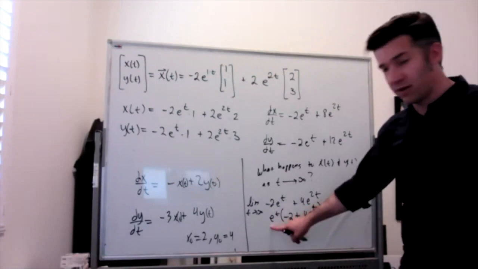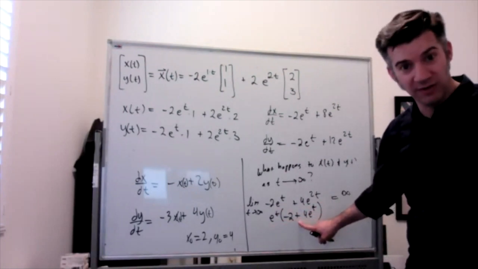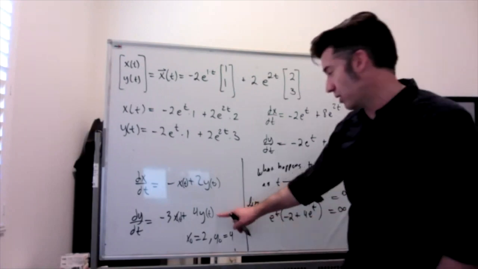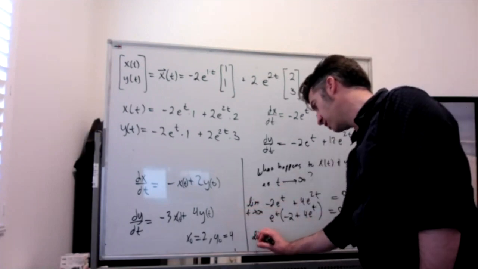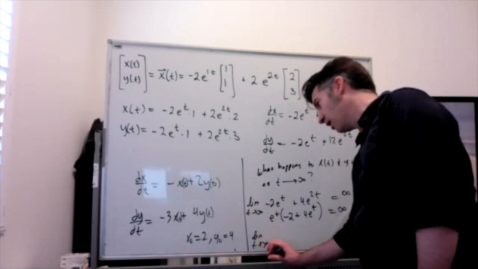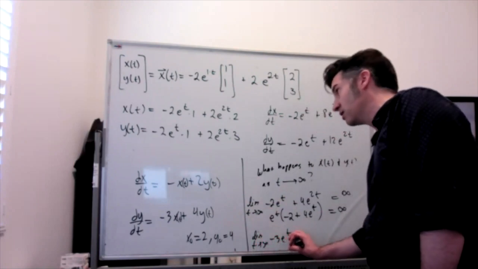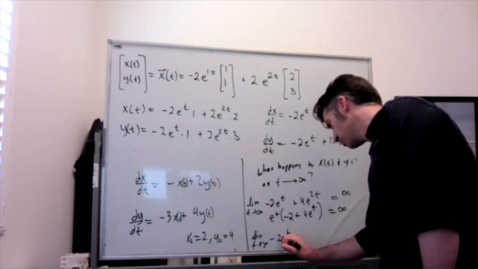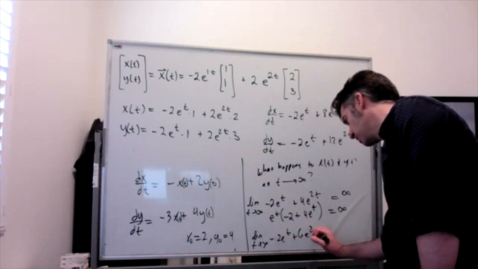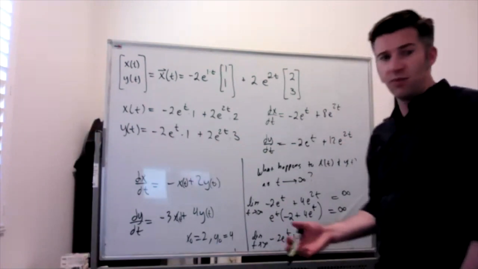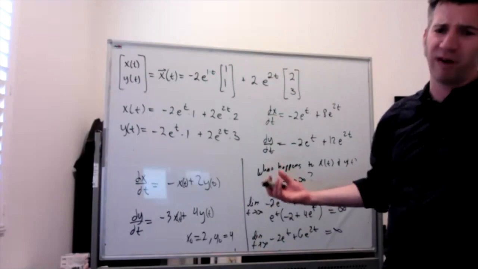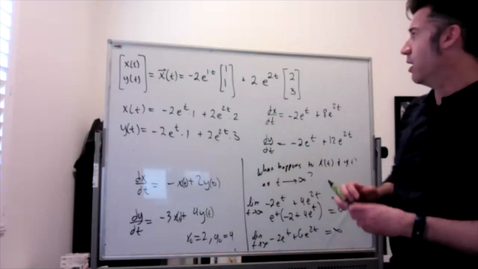And then you can say, oh, that's going to infinity times that's also going to infinity, and infinity times infinity is going to infinity. And the same thing is true for this one, right? The limit as t goes to infinity of -2e^t plus 6e^(2t) is again going to go to infinity. So both these populations are getting infinitely large in this particular setup, which probably isn't very realistic, but hey, that's life.